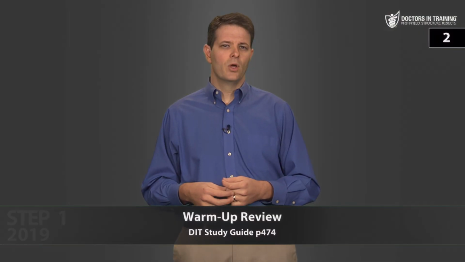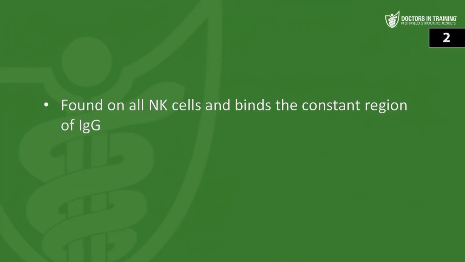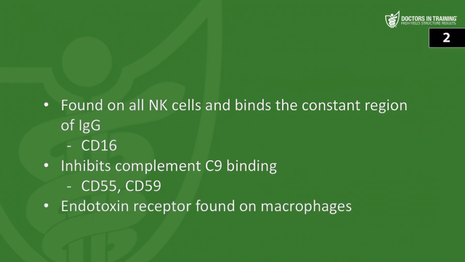And the last question, which CD surface marker fits each of the following statements? So found on all natural killer cells and binds to the constant region of IgG, that's CD16. Inhibits complement C9 binding is CD55 and CD59. And then the endotoxin receptor found on macrophages is CD14. Now let's move on to the lecture.